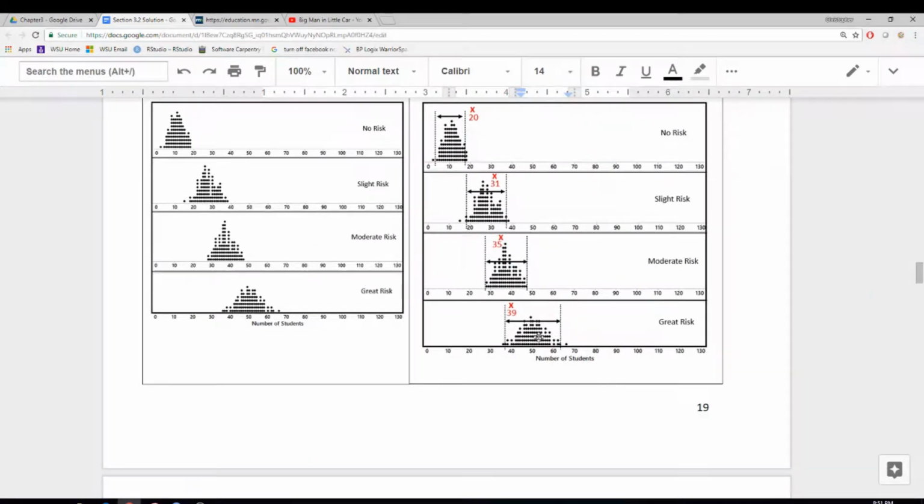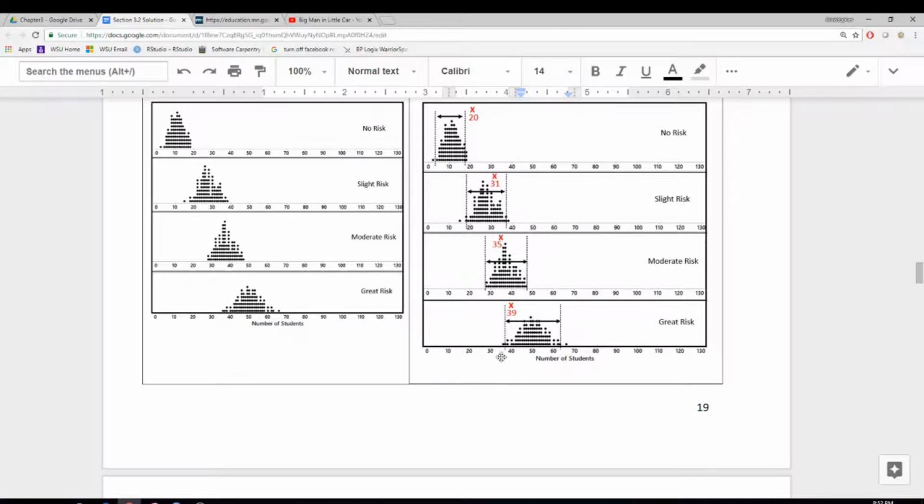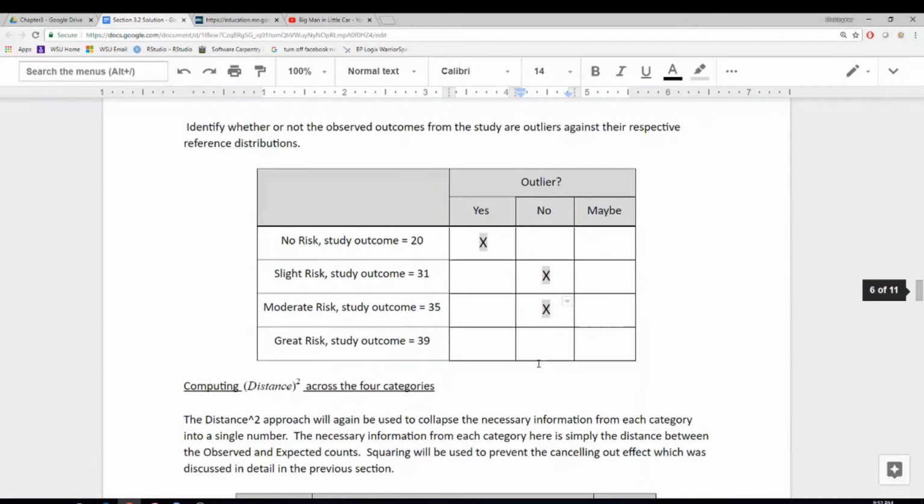How about the great risk group? The great risk group is starting to get on the edge. Okay, so that may be an outlier. All right, but it is within the cutoff values here. It looks like the cutoff values might be about 36 or 37 or so. So 39 does not quite meet that threshold. So I can go ahead and identify that as a no. If you want, you maybe could put a maybe in here, like we did before for the earlier example, but it doesn't quite meet that threshold.